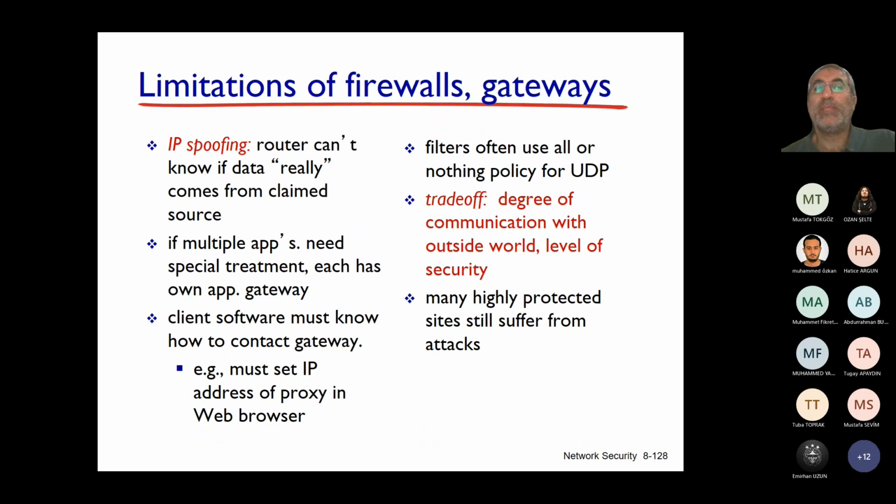Of course, there are some limitations of firewalls and gateways. Each technology has some shortcomings. In this case, the firewalls have some shortcomings. For instance, a router cannot know if data really comes from the claimed source, in case of an IP spoofing attack. If multiple applications need special treatment, each has its own application gateway.